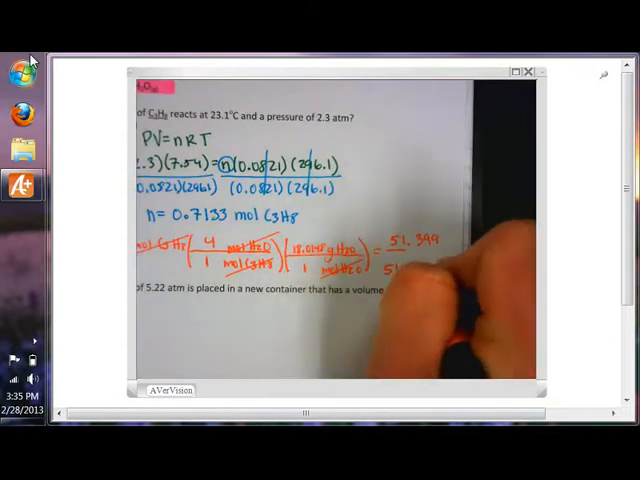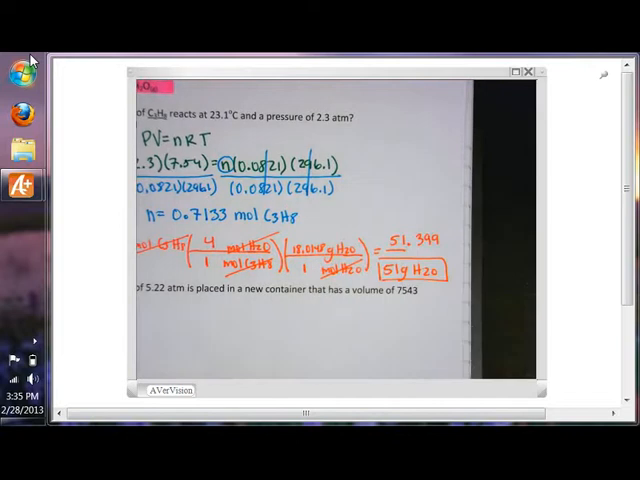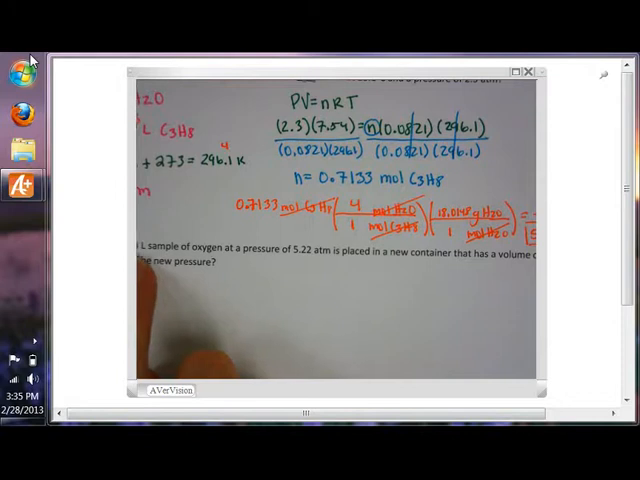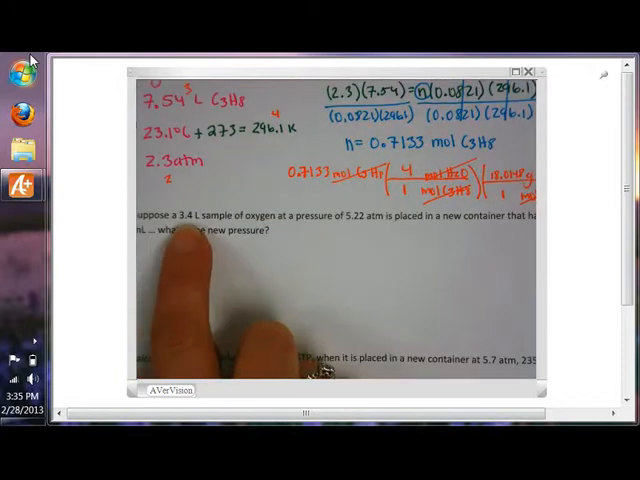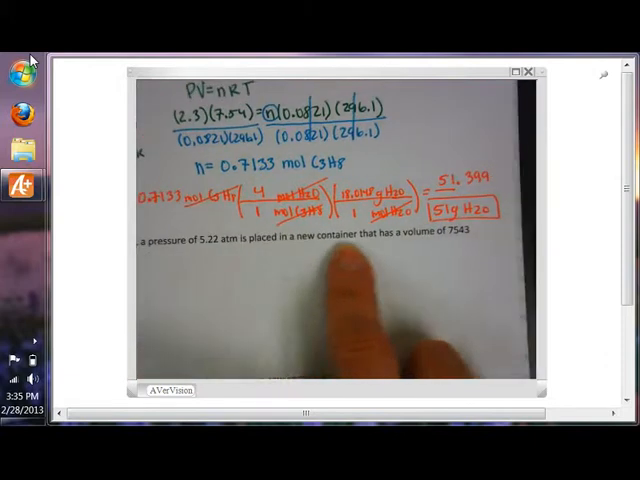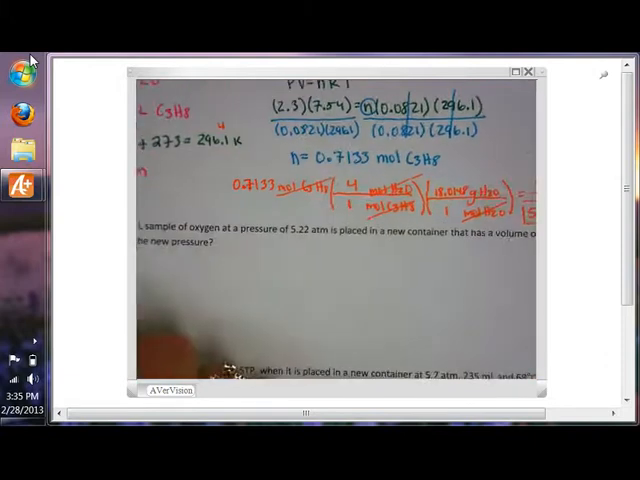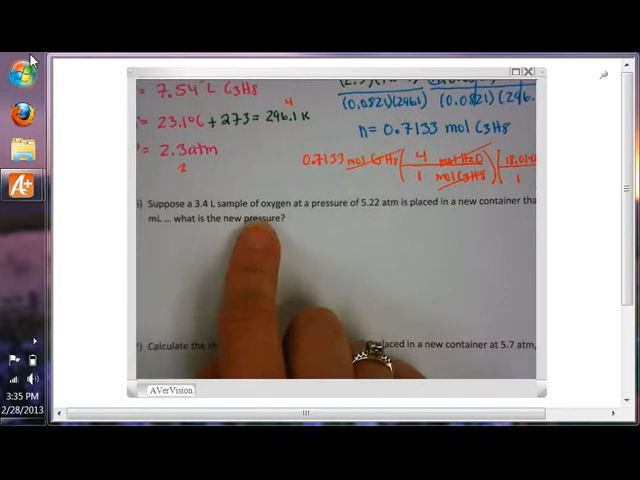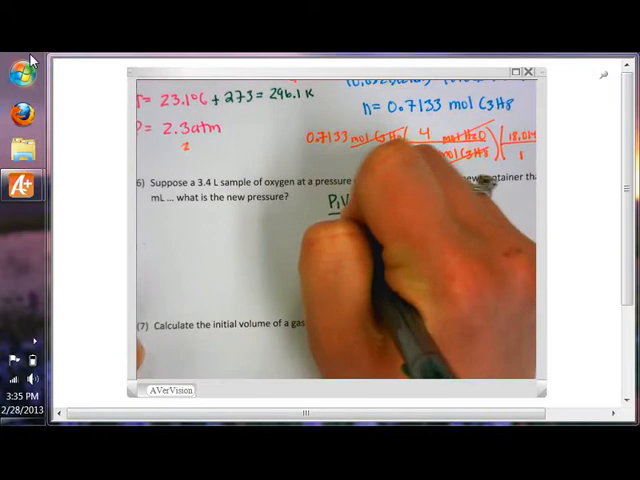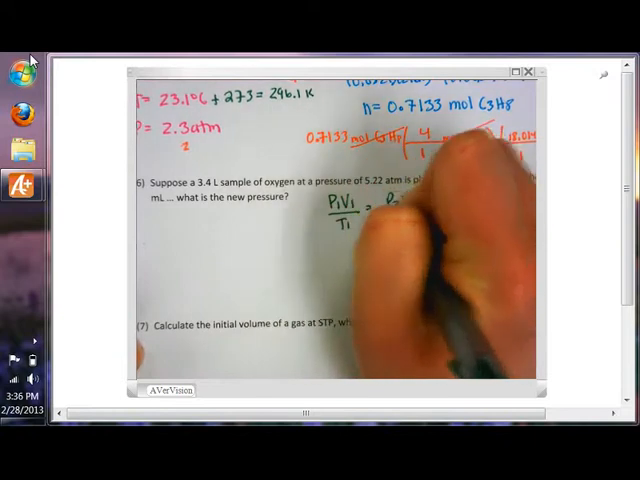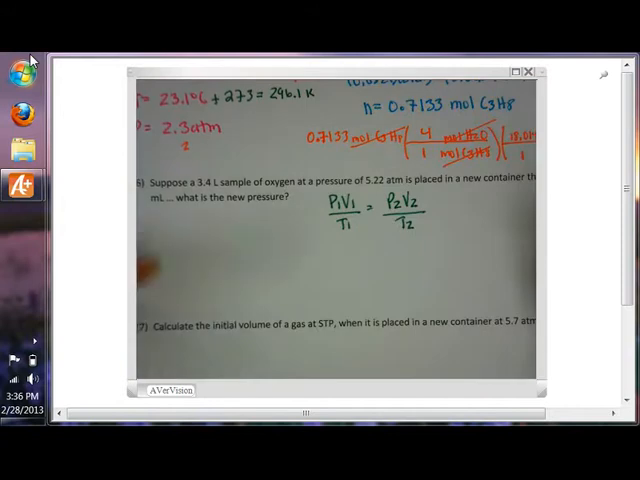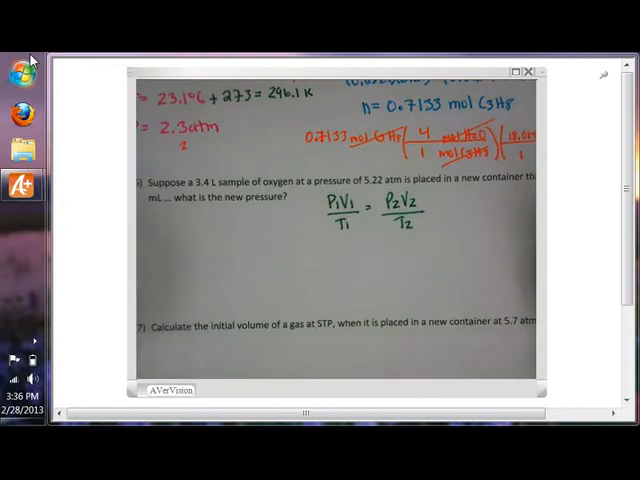Number 6. Suppose I have 3.4 liters at this pressure, new container, another volume, and they want a new pressure. So that's my hint that this is P1 V1 over T1 equals P2 V2 over T2. They also didn't give me anything with grams or moles, so that's how I know that I don't need to worry about using PV = nRT. That's how I know it's this guy.